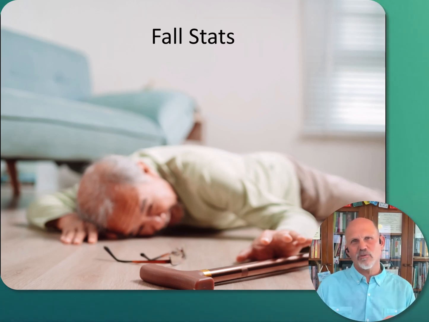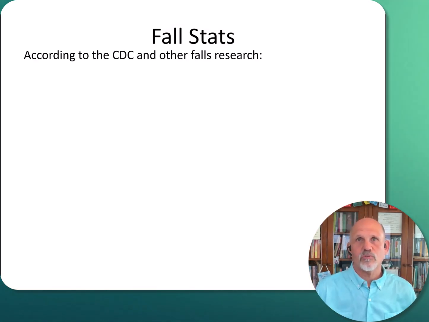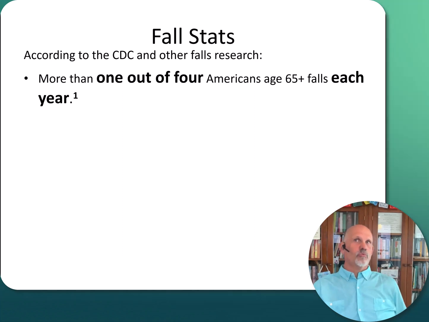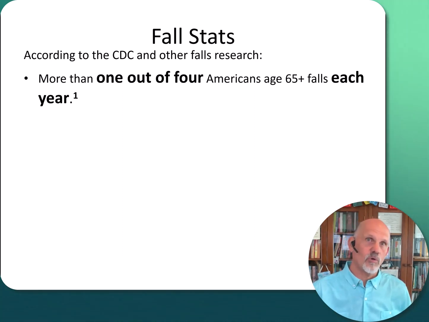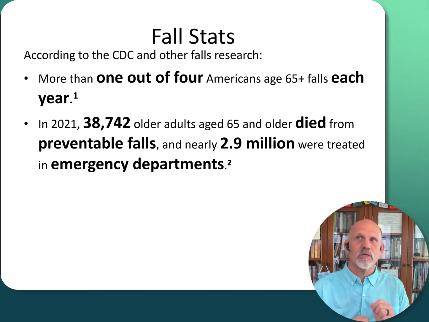So let's go over some fall stats. Why are we so concerned about falls? Well, according to the CDC and other fall research, 1 out of every 4 Americans over the age of 65 fall each year. And they don't just fall, they hurt themselves or they die. In 2021, 38,742 older adults aged 65 and older died from preventable falls. And nearly 2.9 million were treated in emergency departments.